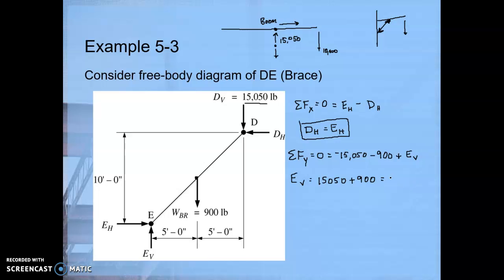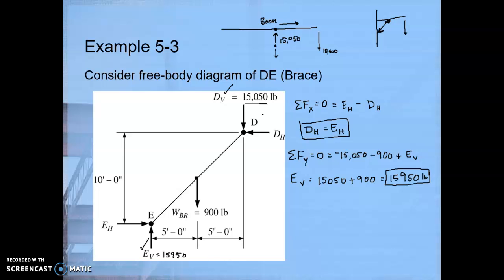So that is 15,950 pounds. Okay, so that's 15,950. So there's one of our pin reaction forces found. Check that one off the list. We know that one. We know DH and EH are equal to each other. We just don't know what either of them are yet. But here's where we can find out what one of them is.